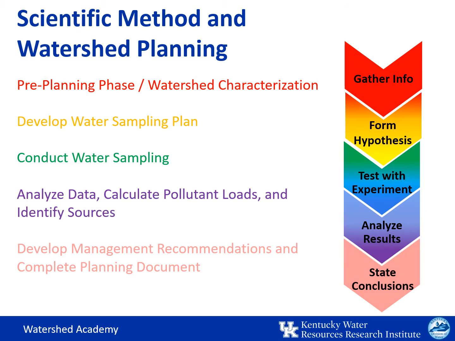First, we gather information in the pre-planning phase for developing a watershed plan. Then we form a hypothesis, which allows us to develop a sampling plan that helps us understand pollutant levels and possible sources. Then we test with an experiment by conducting water sampling, write down our results through data assessments, analyze those results by calculating pollutant loads and identifying likely sources, and then state our conclusions and make management recommendations for the watershed by completing our reports.